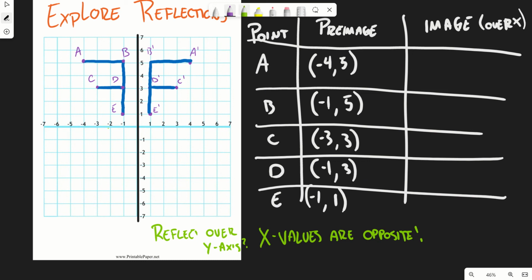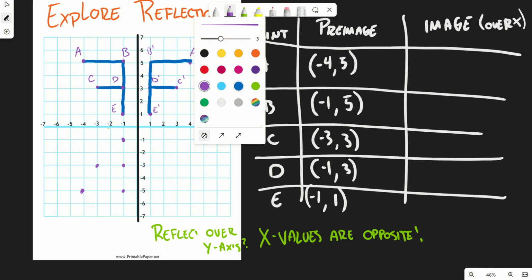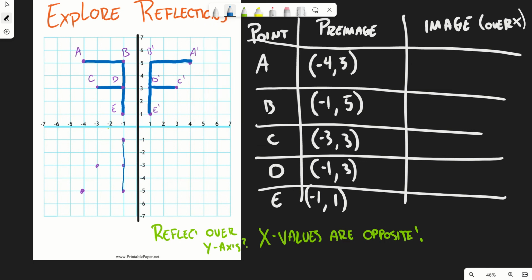So, let's go back to A. A, we go down 1, 2, 3, 4, 5. There's our A. B, we go down 1, 2, 3, 4, 5. There is our B. D, we go down 1, 2, 3. C, we go down 1, 2, 3. E, we go down 1 and 1, and we connect our dots in the same way that our shape should look.